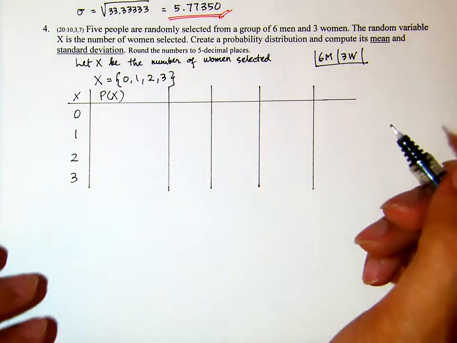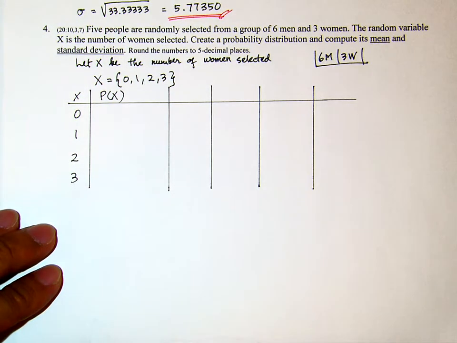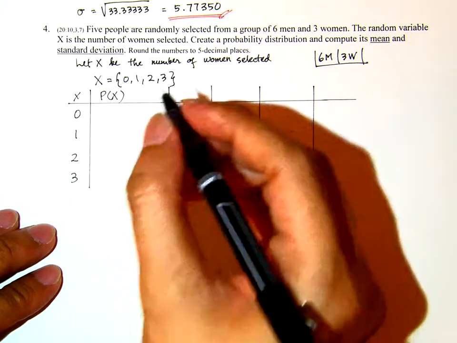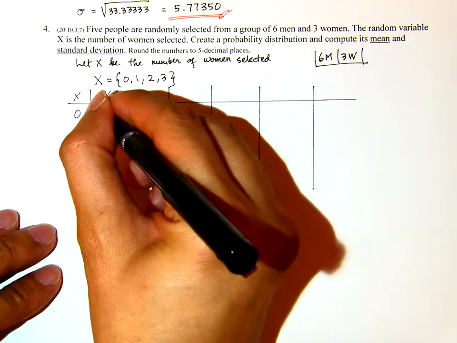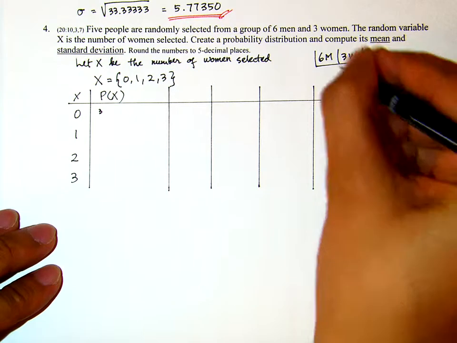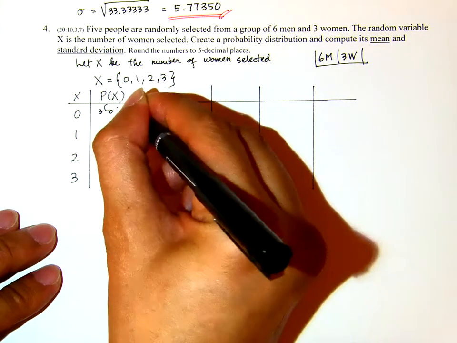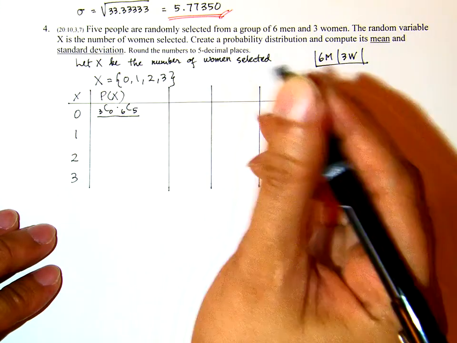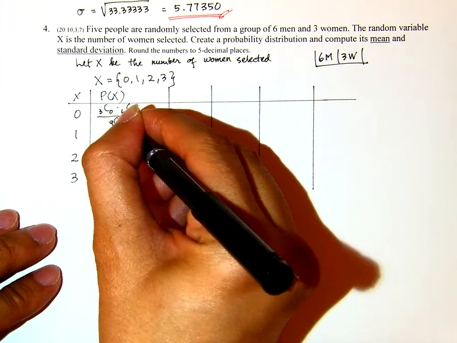For 0, if there's no women, it means all 5 are men, right? All 5 are men, and then no women. So out of those women, you choose nothing. Out of men, you choose 5. Big over 9, choose 5.